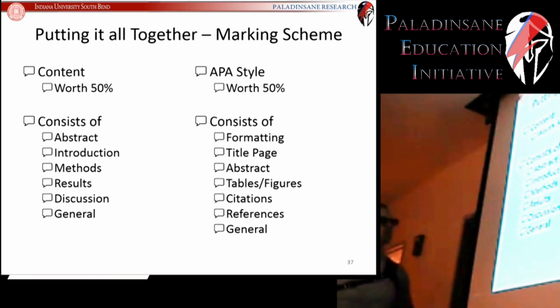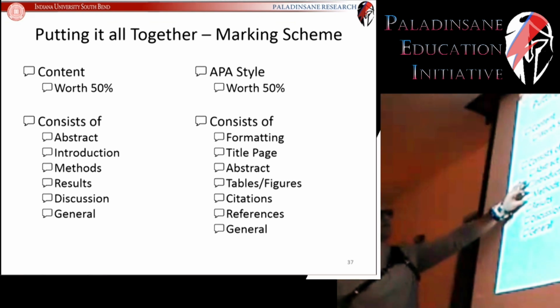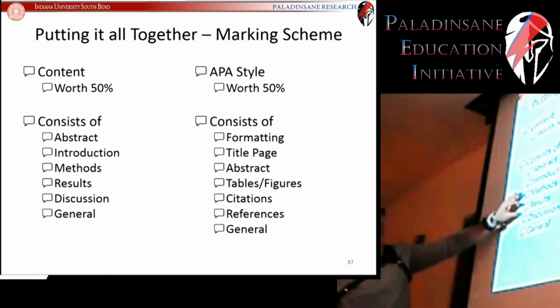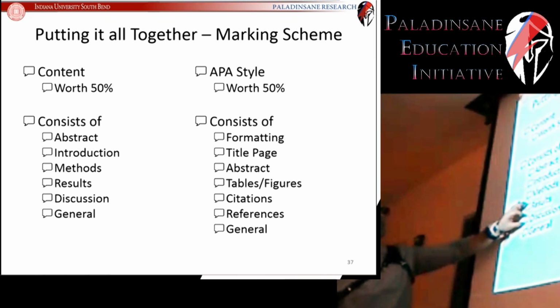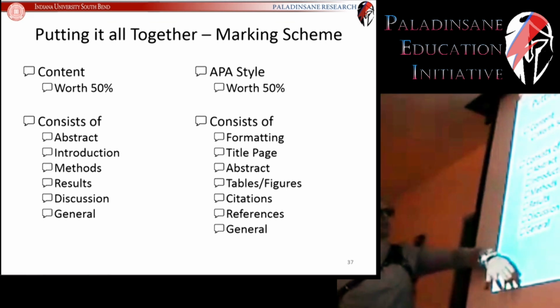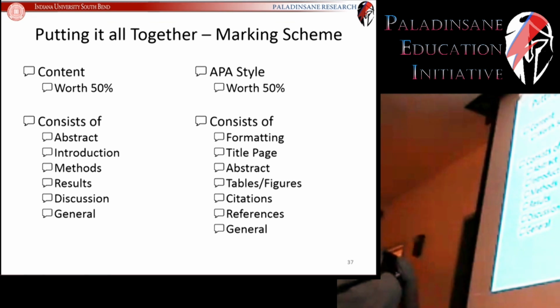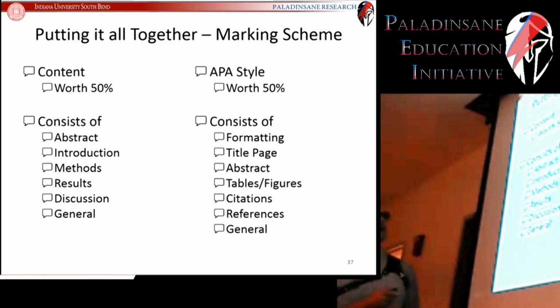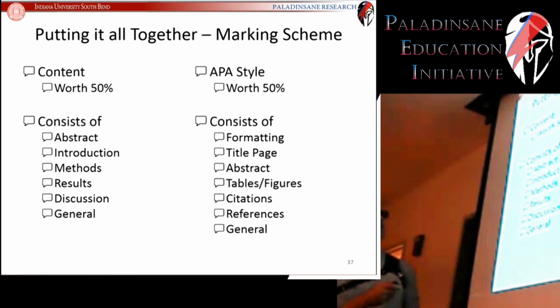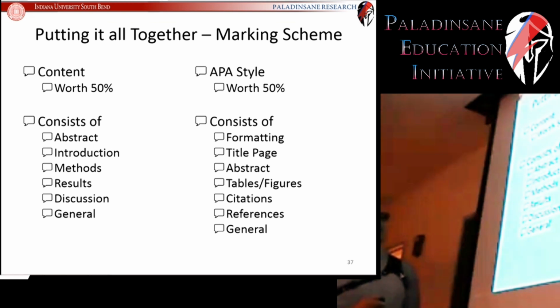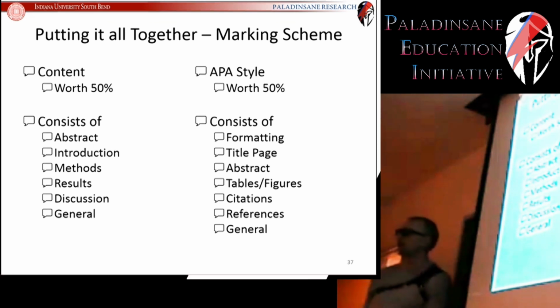Your method section. Is the information required for the method section in there? Is the information for the results in there? Is the information for the discussion in there? And then just in general, is the information that needs to be in your research report there? That's going to be worth 50% of your grade. The other 50% is going to be APA style.